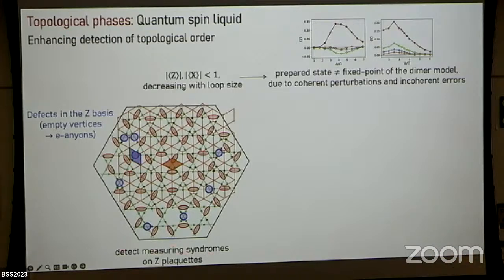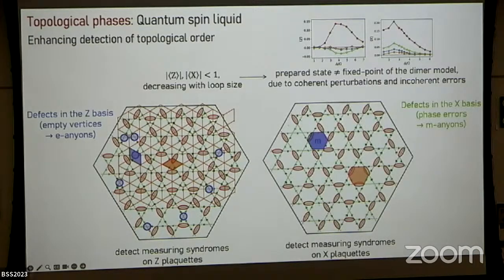And so you can detect these anions by measuring syndromes on the Z plaquettes that are defined like this. And you can do something similar for the other type of errors, which are in the X basis. These are phase errors instead. They're not visible on this snapshot.